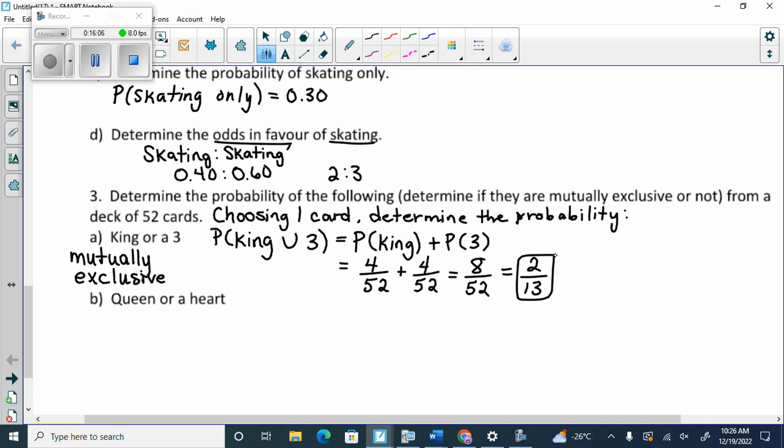Go 2 divided by 13 in your calculator. 2 divided by 13 gets us 0.1538. I want it to the nearest tenth of a percent, so we're going to times it by 100. And I get what to the nearest tenth of a percent? 15.4%.